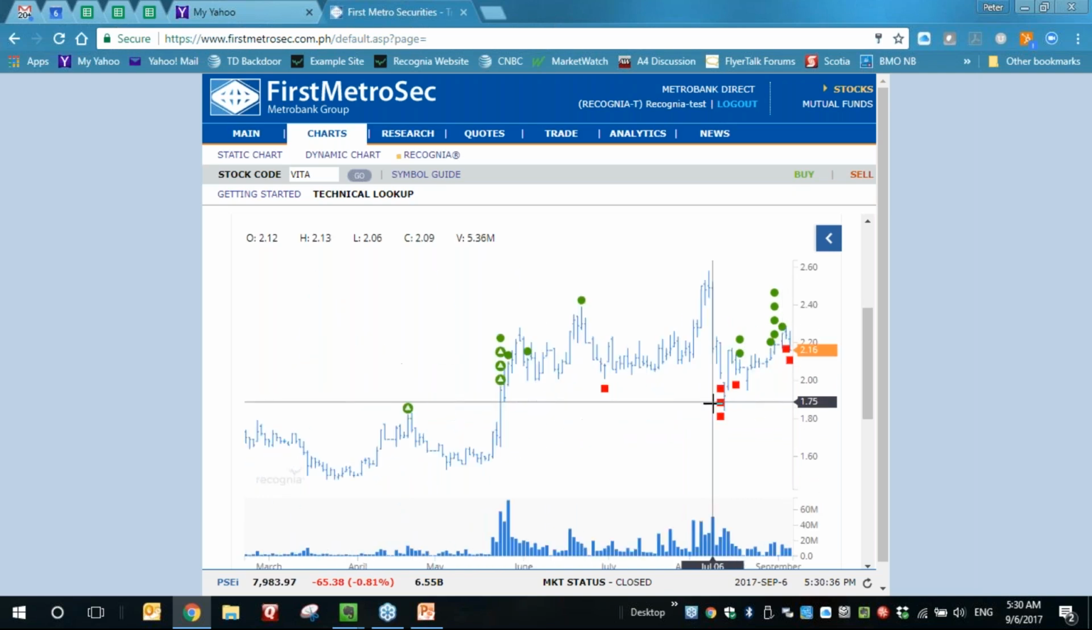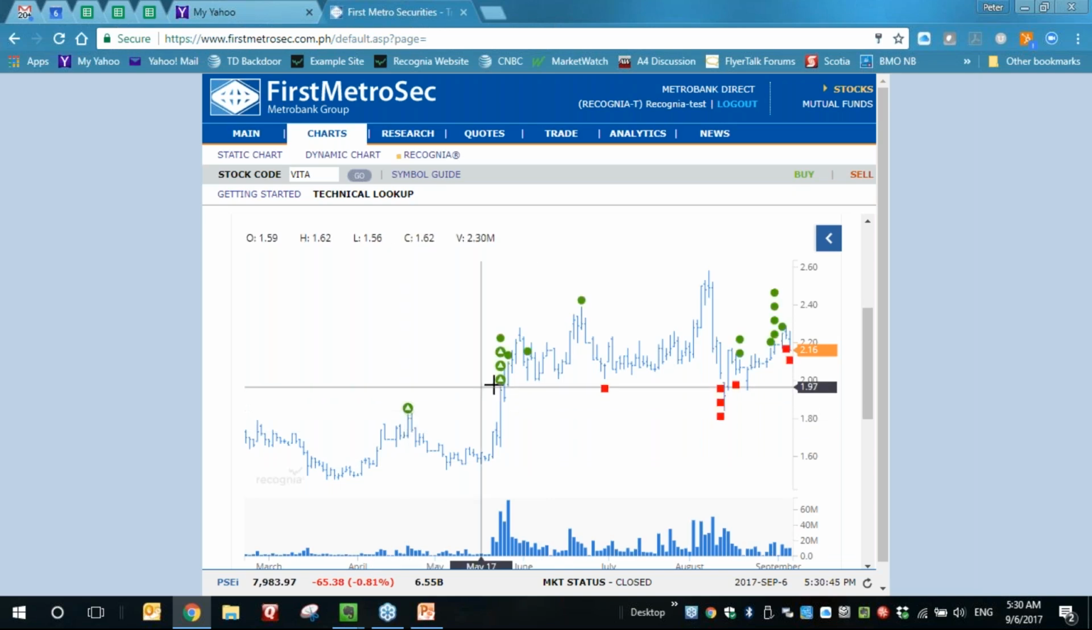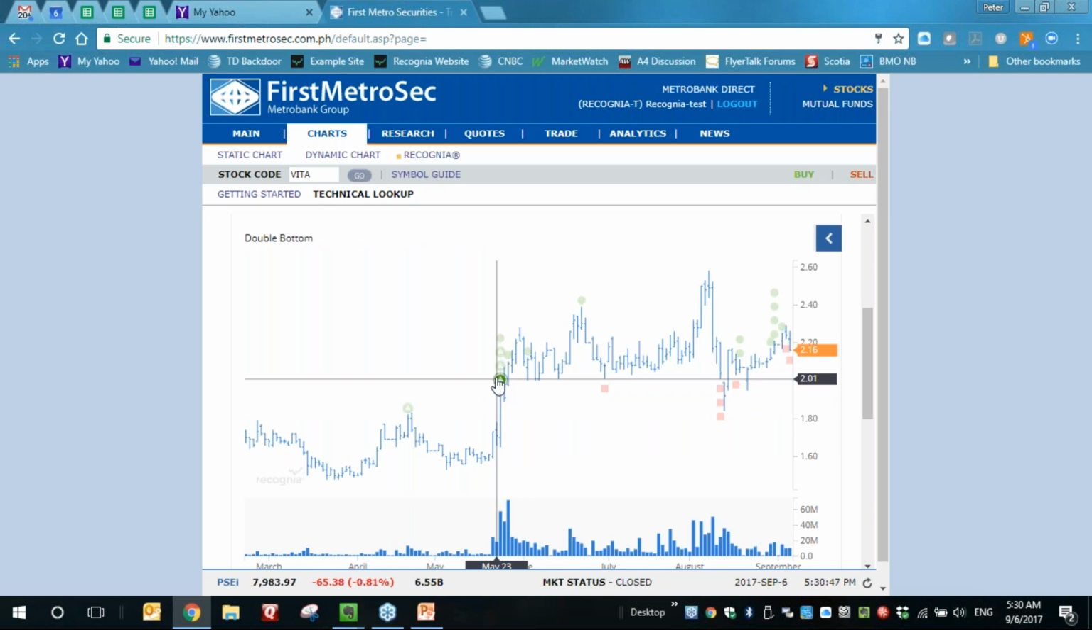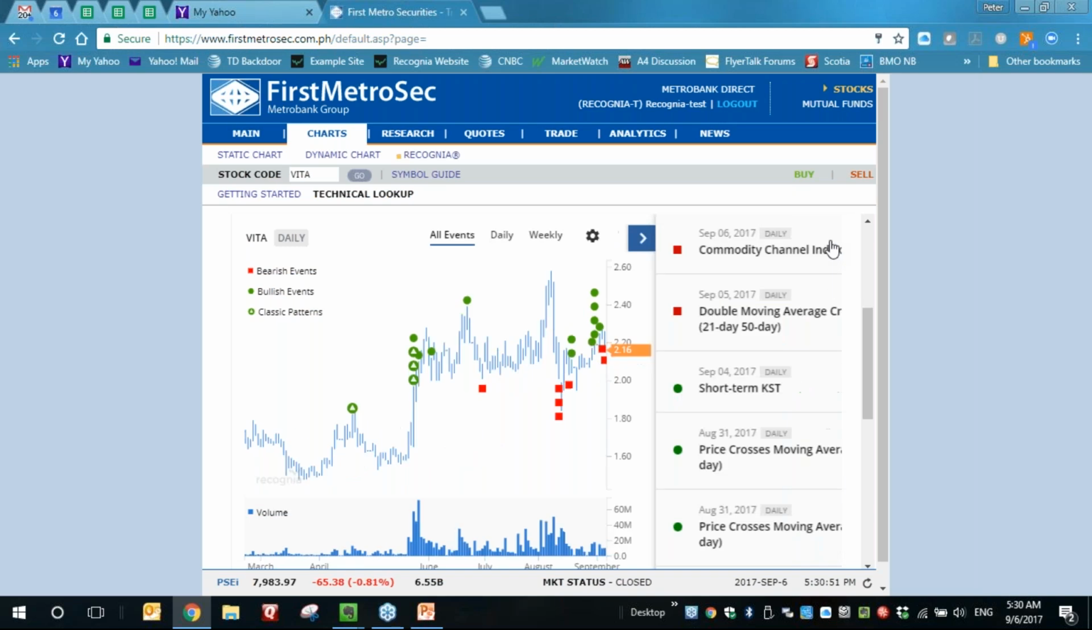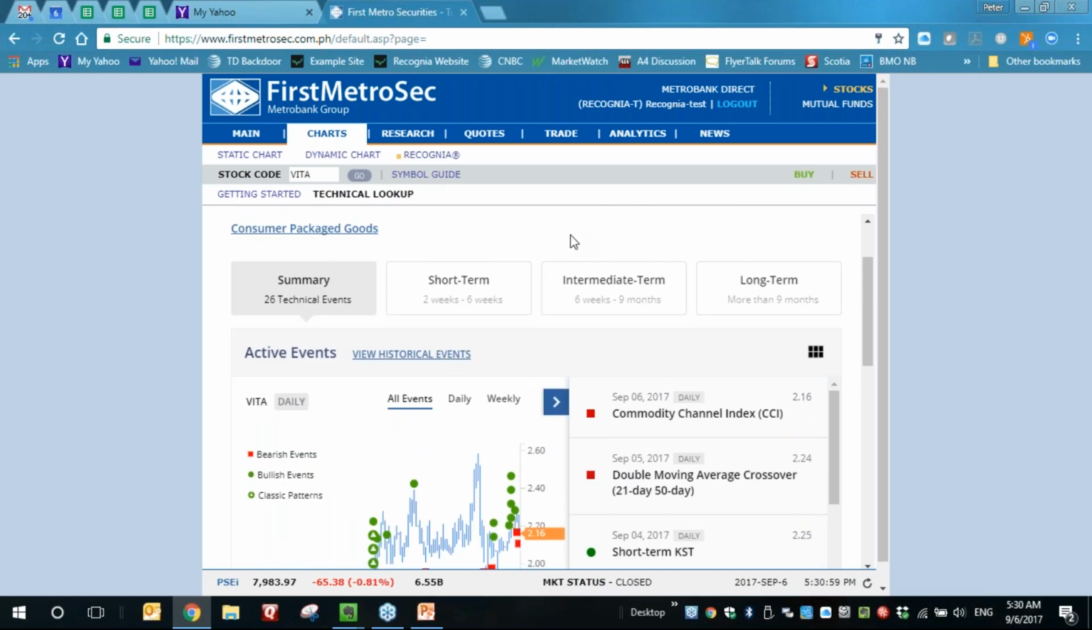We can actually zoom in on some of these technical events just by scrolling the mouse wheel. So for example, here we had a symmetrical continuation triangle that was bullish. We've had a double bottom pattern, a symmetrical triangle, and so on. The thing I wanted to show you is you can also sort these by the time horizon. So this is what's called the summary view. This is all the technical events.